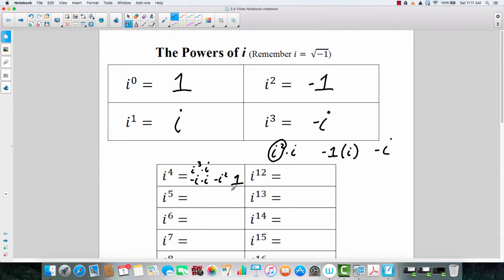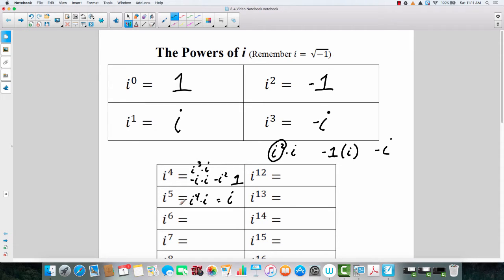Go to i to the fifth. i to the fifth is i to the fourth times another i. What's i to the fourth? It's 1. We already know that. If we multiply 1 times another i, we get another i. I'm going to stop soon. I know you're freaking out right now because this is EdPuzzle and you can't fast forward. I'm not going to go on forever, I promise.